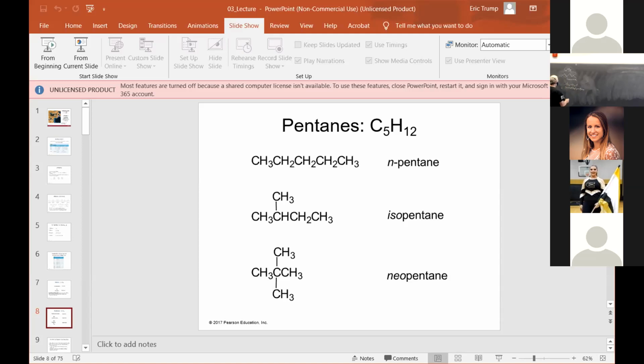All right, a third isomer would be this one. And what would it be called? What would this one be called? That's 2-methylpentane. 3-methyl. 3-methylpentane, good.